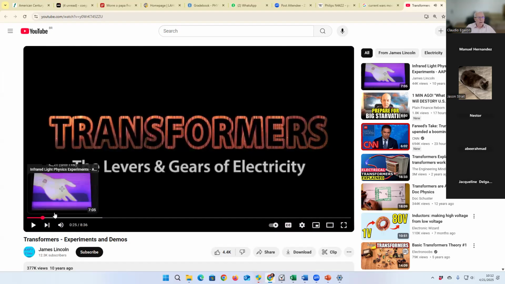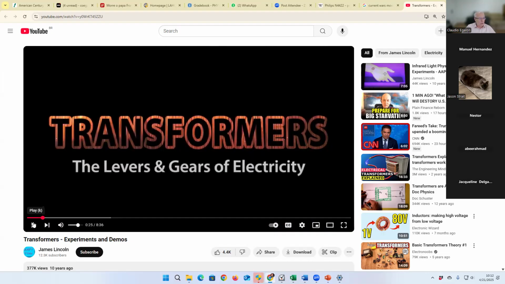Levers and gears of electricity. See the name that they gave it, transformers? The transformer works just like a lever. By the same token that we can raise very high weights using a mechanical lever, a transformer is something just like that. We can step down or step up the voltage using this device called a transformer.